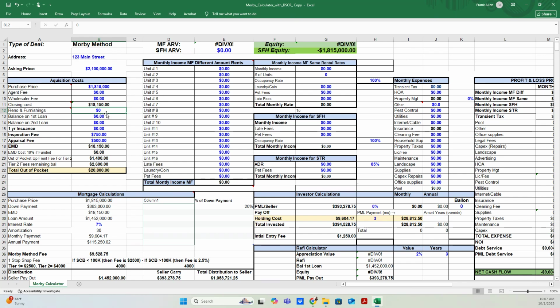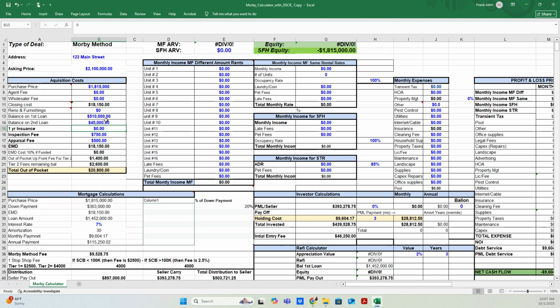Renovations, there are no renovations. There is a balance on the first loan, which I always tell everybody it's best to get these free and clear. However, that doesn't mean it won't work. It just has to be enough. There just has to be a lot of equity in it for the seller to be okay with it, unless they're in a jam and just need to get out from underneath of it. That's a possibility too.